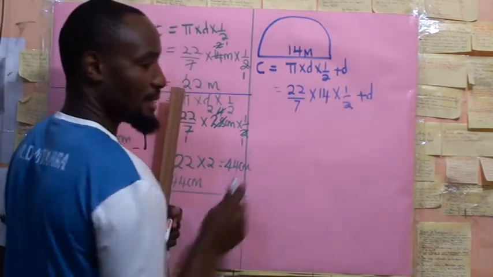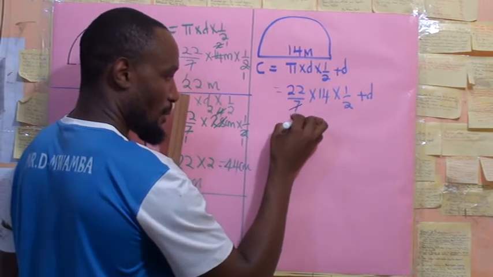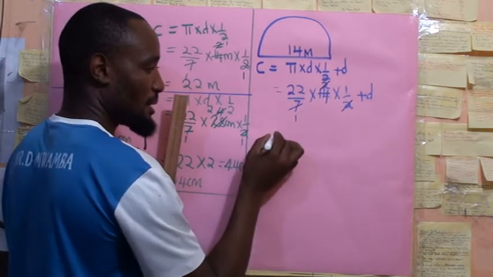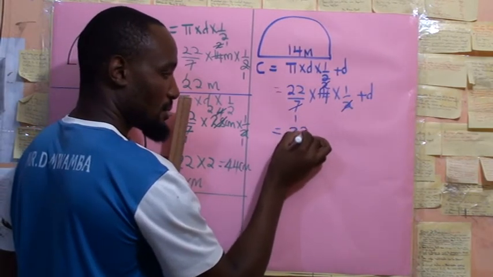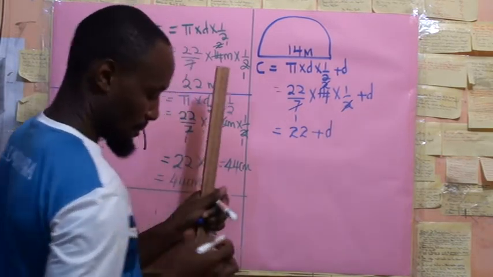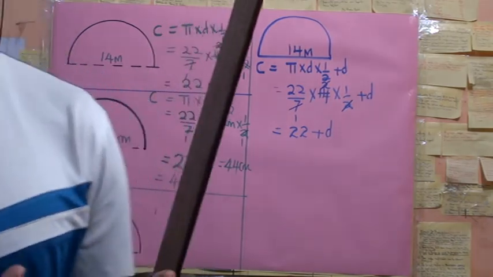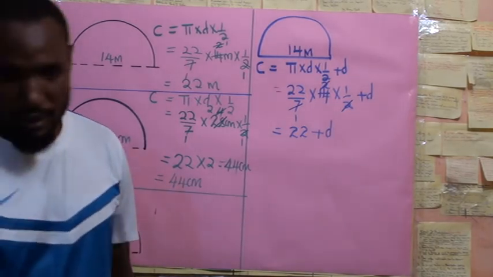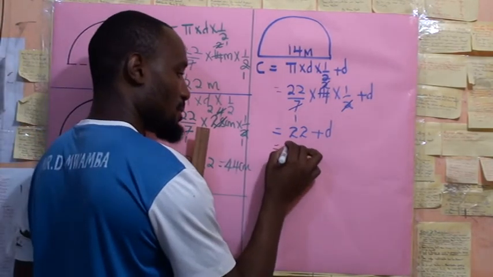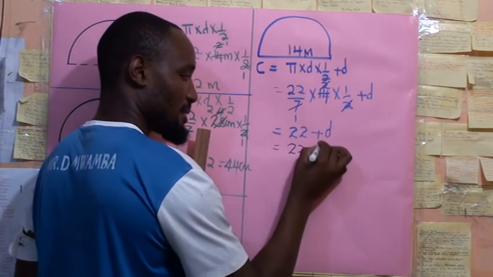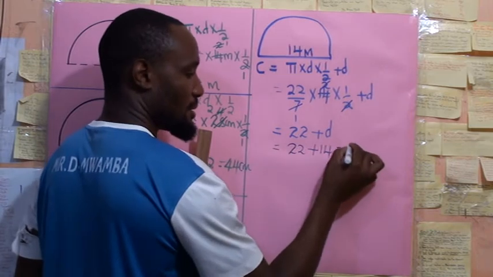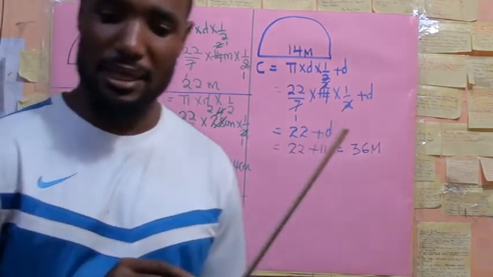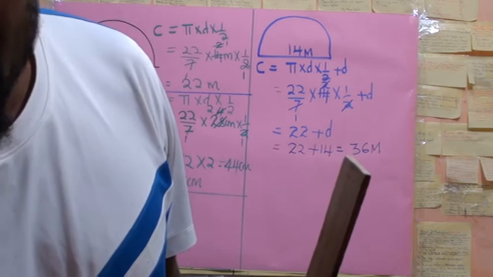So this is multiplication and this is addition. So 7 here is 1, here is 2. These 2 can cancel this one. So you still have 22 plus d. What is our d? Our d is diameter. The diameter is 14. So you say 22 plus 14. What do you get? You get 36 meters. That is 36 meters.